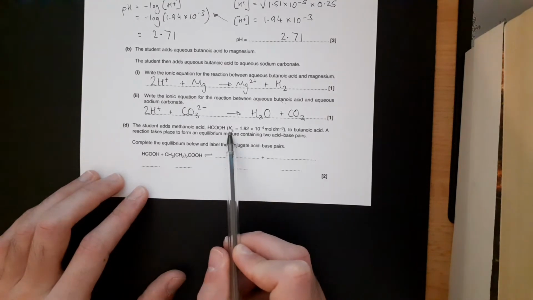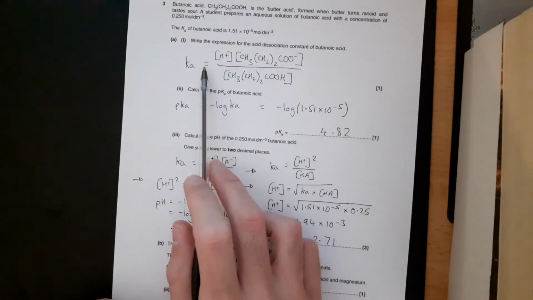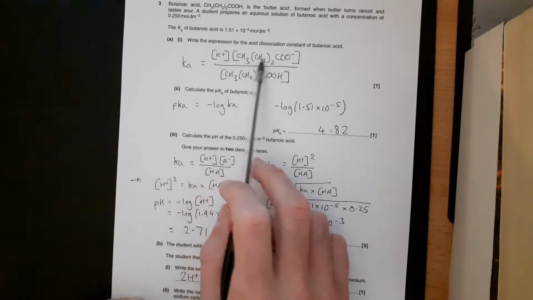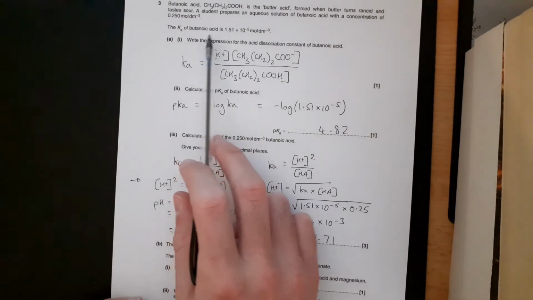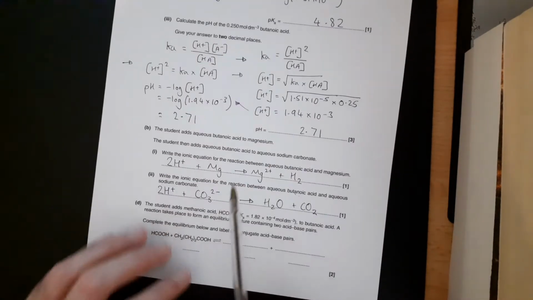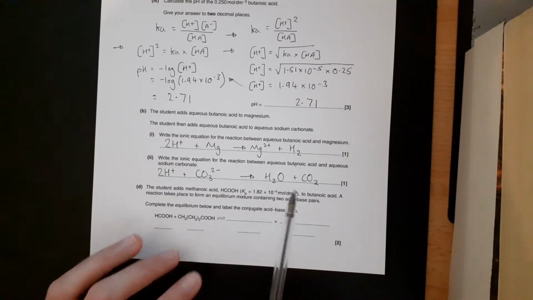Remember Ka is the equilibrium constant for the acid dissociating. If we go back up here to Ka, if I've got a big value of Ka, it means I've got lots of these things. So a bigger Ka means a stronger acid. So butanoic acid is 1.51 times 10 to the minus 5. Methanoic acid is 1.82 times 10 to the minus 4. So the methanoic acid has got the higher Ka value, so it's the stronger acid.